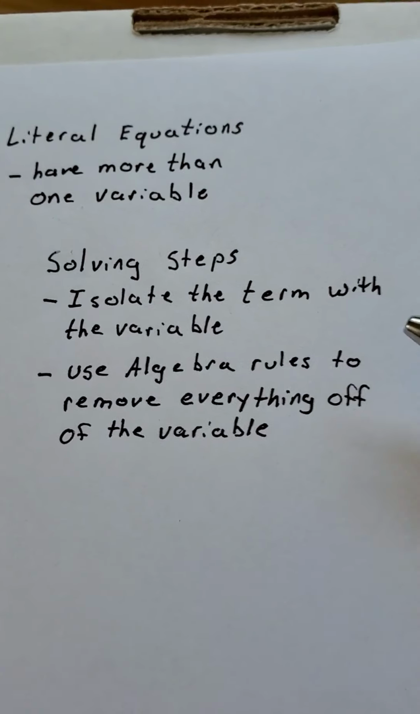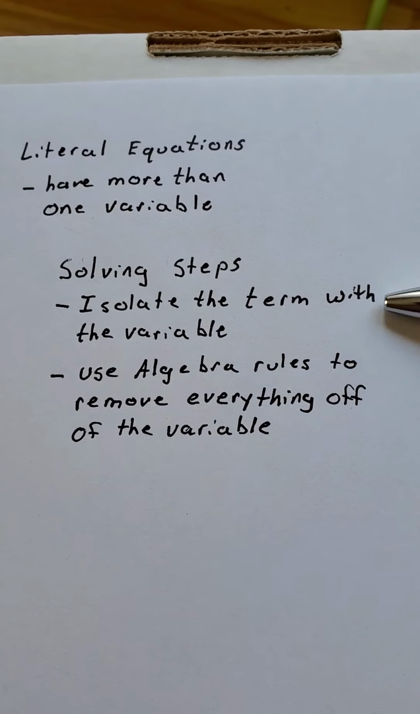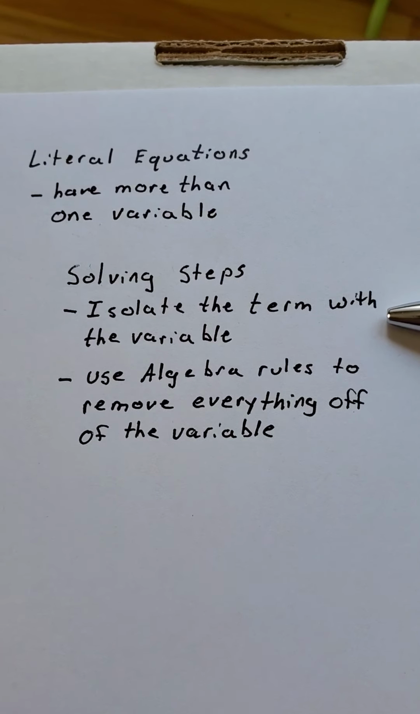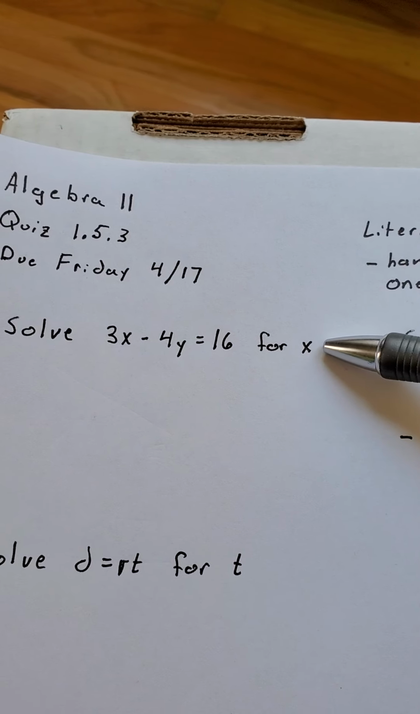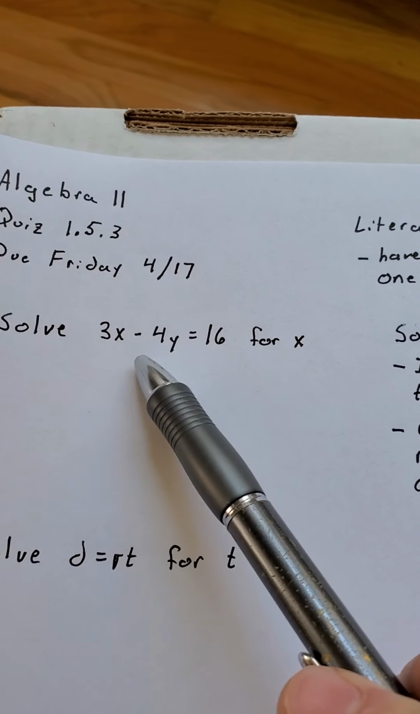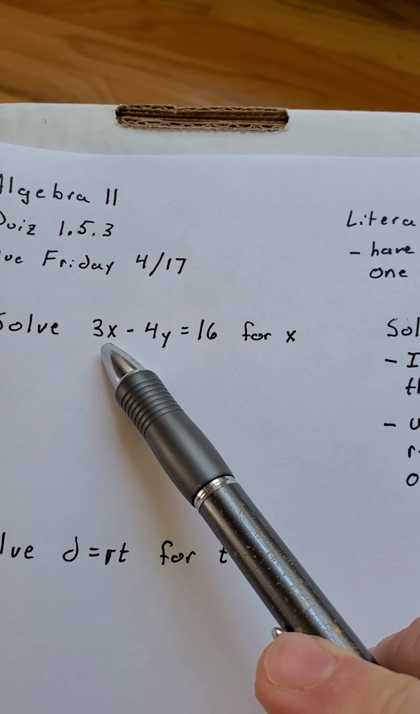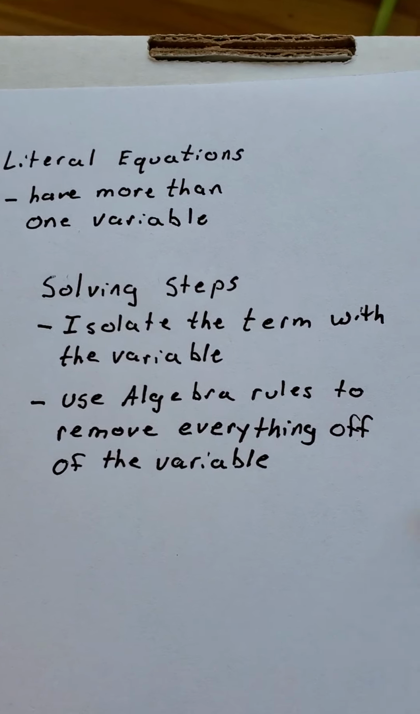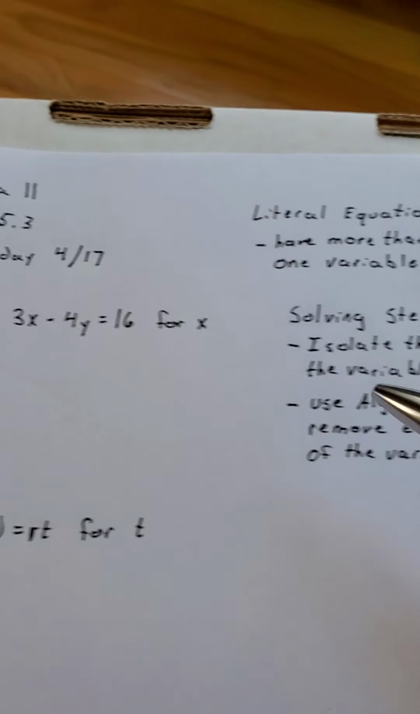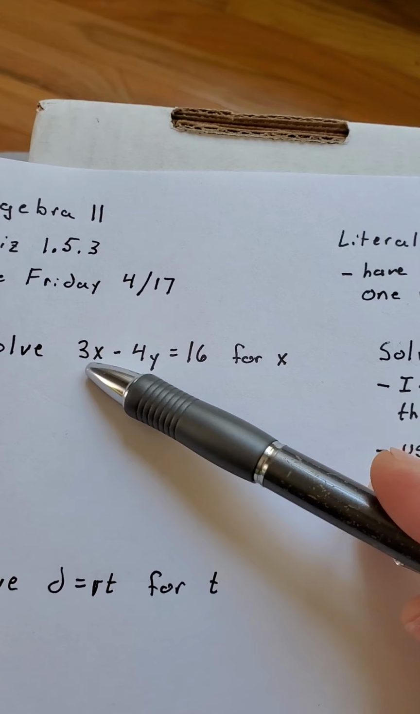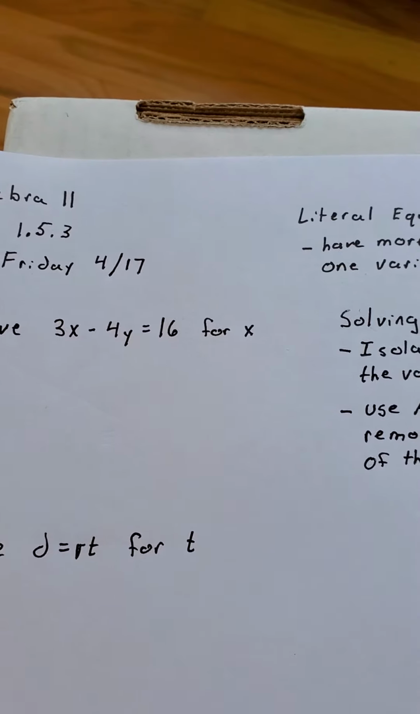And there are steps to solve these literal equations. These are general steps. But the first general step is you want to isolate the term that has the variable that you're looking at. So in this first problem here, we're going to be solving for x. So what that means is we want to isolate this 3x on one side of the equation. So that's the first general step of the problem. The second general step is then to use the algebra rules to remove everything off of the variable. What I mean by that: the 3 is on the x. The 3 is multiplying the x. So once you get the 3x isolated, you still have to remove the 3 from the variable.